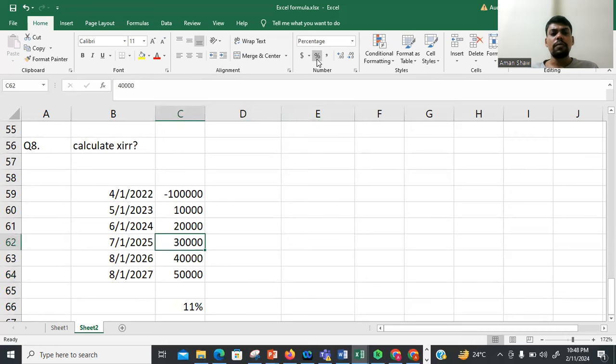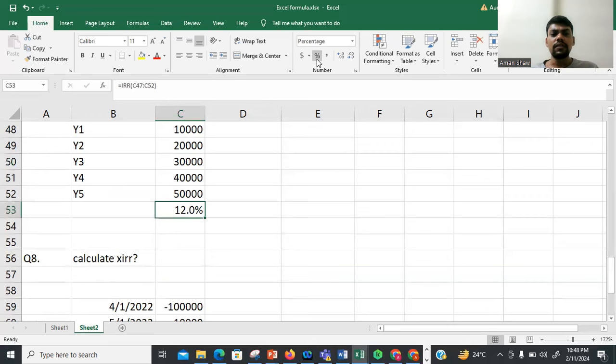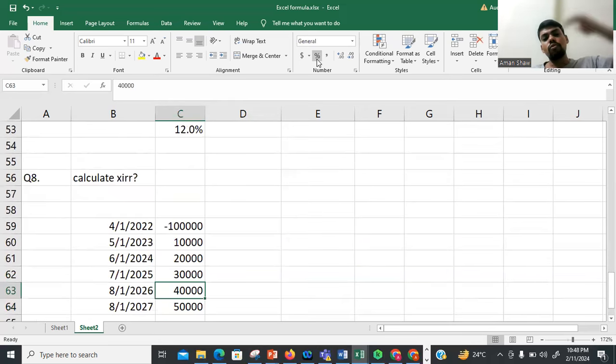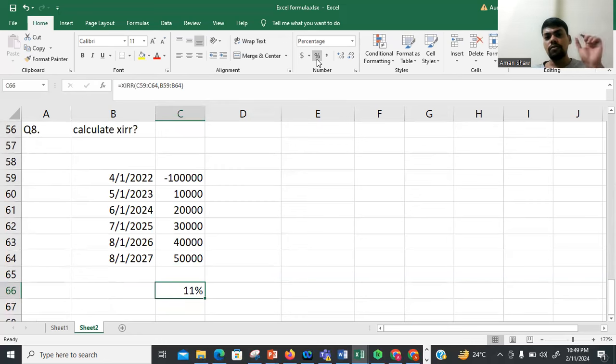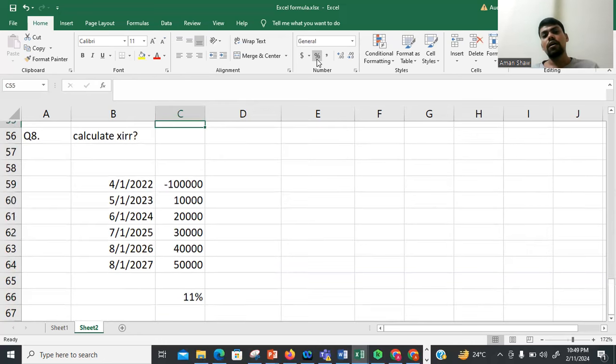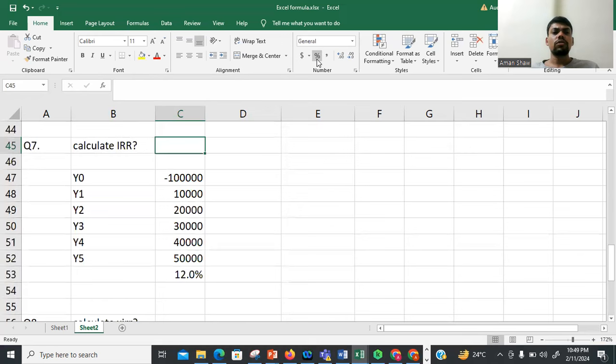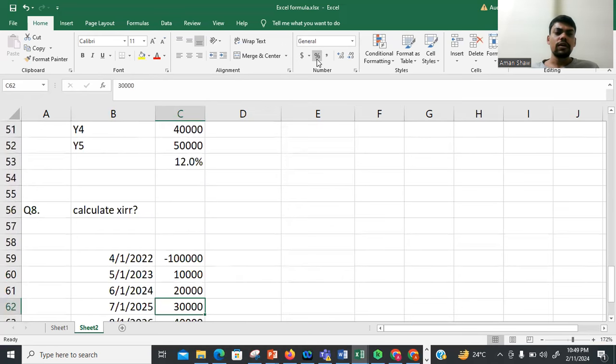In the above case, it was coming around 12% because the timing of cash flows was equal. But here, if you see, the more days pass, the cash flows differ. Here it was 1st July, 1st August, whereas above everything was happening in the month of April. So the rate of return is comparatively a little lower than the above. So these were the few things.